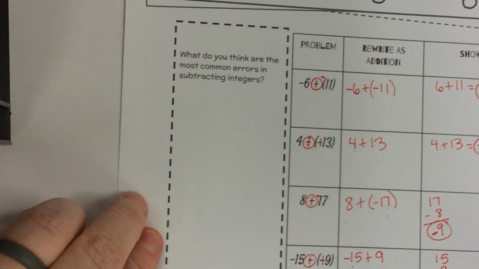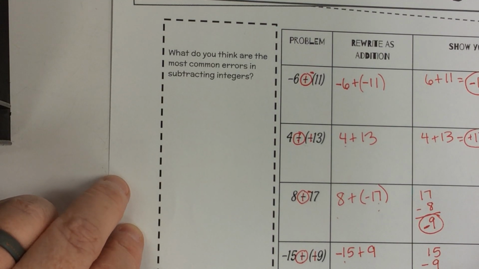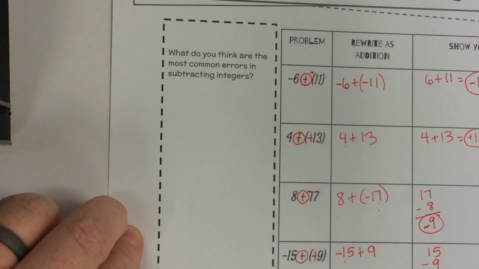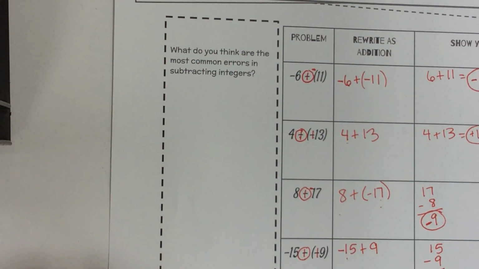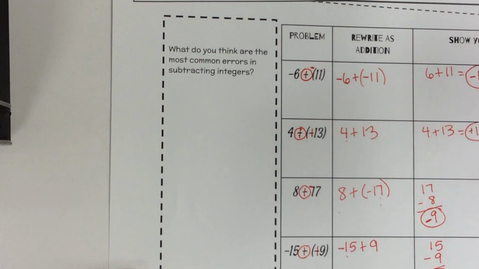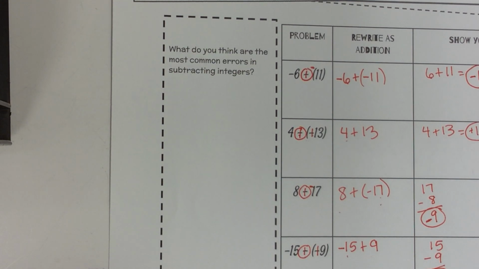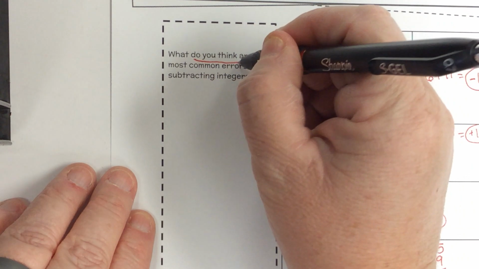So our question says, what do you think are the most common errors in subtracting integers? What do you think? Well, through years of experience, what I've seen is a lot of people know to make an addition, but they forget about the opposite. Sometimes they take the opposite of the first number, and then they forget the rules of addition over there, okay? You can write those down. I've given you some clues. You could write one of those.